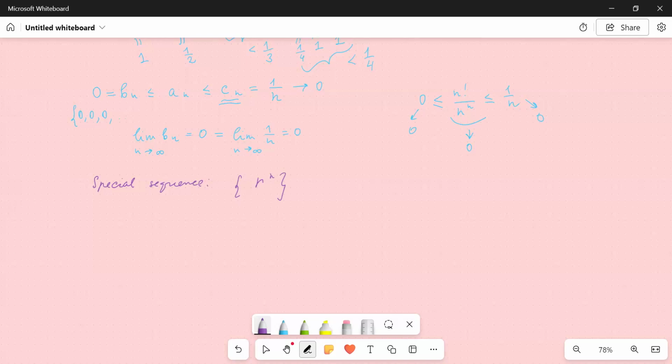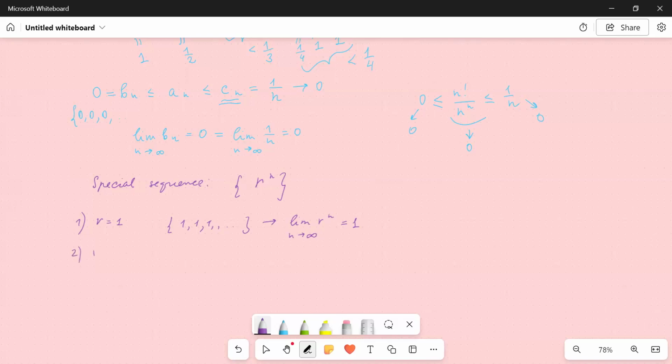First, let's consider r equals 1. In case r equals 1, let me label it as case number 1. We have a sequence of 1, 1, 1, and 1. It looks like no sequence at all, just a bunch of ones. We know that the limit of such a sequence is equal to 1 as n goes to infinity. So this sequence is convergent, converges to 1. Not very interesting, but convergent.